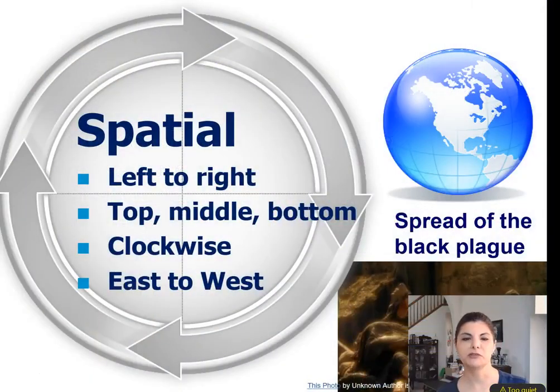You might use spatial order too, and that is looking at a map or a room and starting at the top and going to the bottom, going left to right, clockwise. Well, clockwise is one, so we could start at the left side of the map and move our way east.